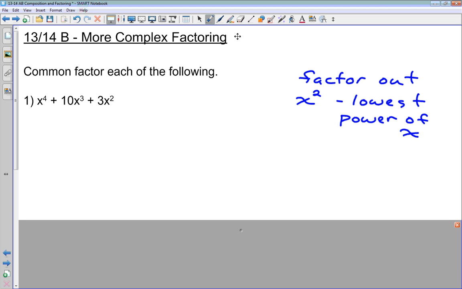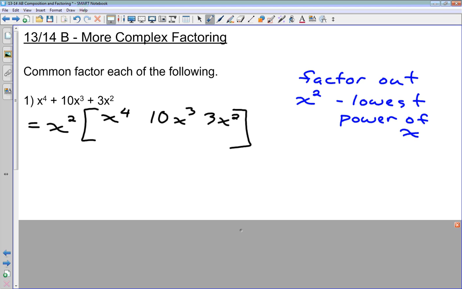And what do we mean by factor it out? Your teacher may have shown you this way back in grade 10 when you first did factoring, or maybe even back in grade 9. If we're factoring out x squared, we bring the x squared out in front. We're going to have a bracket. And what goes inside this bracket? We take each of these terms, x to the power 4, 10x cubed, 3x squared, and we divide each of them by the thing we are factoring out. Then we do this division, and that gives us our factored expression.